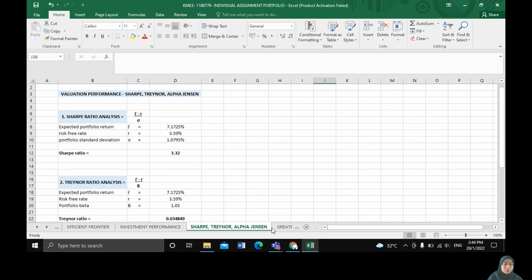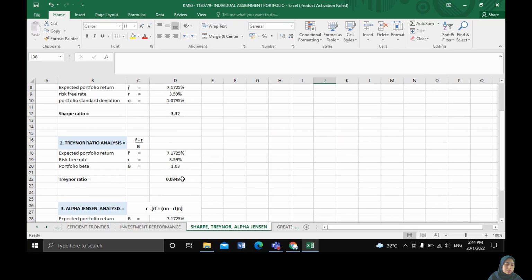Next is the valuation performance of Sharpe, Treynor, and Jensen's Alpha. First is the Sharpe ratio analysis. A Sharpe ratio of 2 to 2.99 is considered very good. The higher the Sharpe, the better its return has been relative to the amount of investment risk taken. But my Sharpe ratio is considered not good.